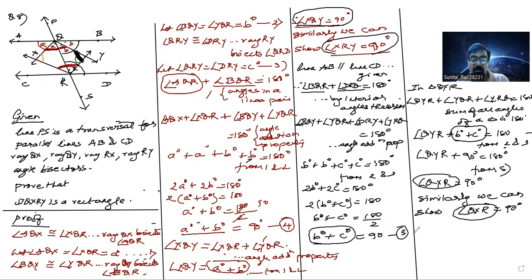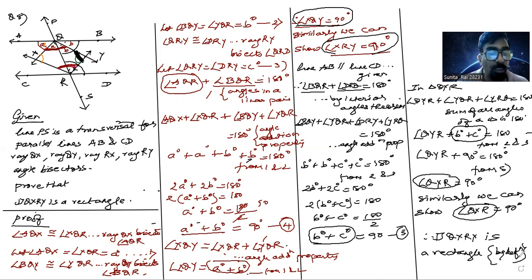So can I say, therefore, quadrilateral QXRY is a rectangle, children, by definition? When all angles of a quadrilateral are right angles, then the quadrilateral is called a rectangle. That is the definition of a rectangle. So I just proved it.